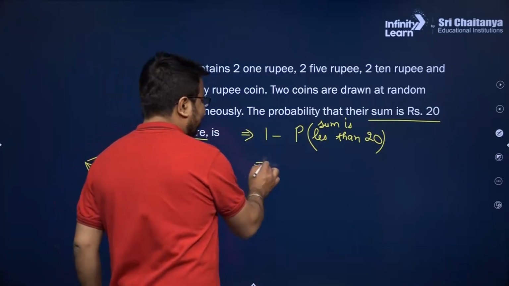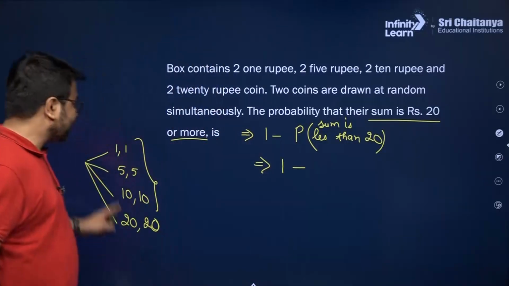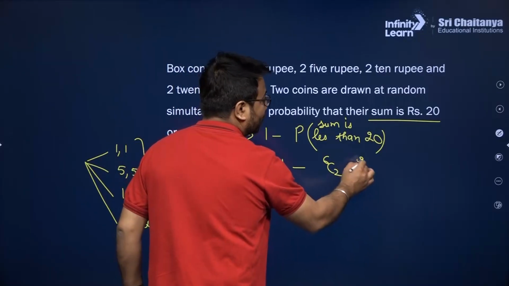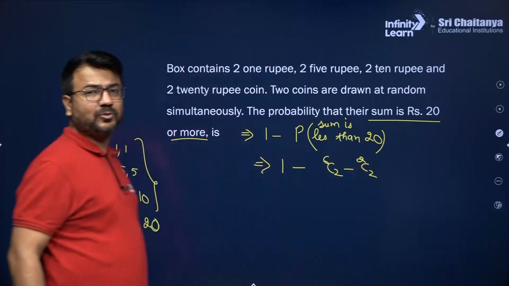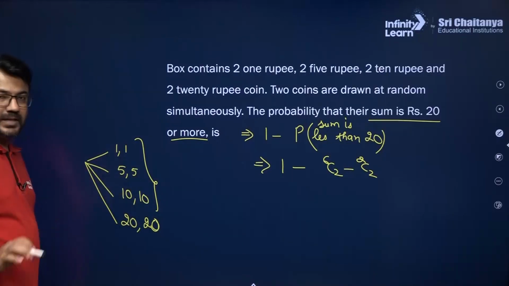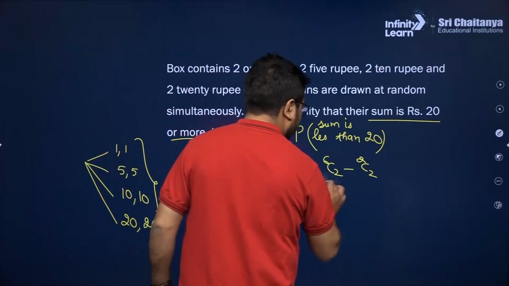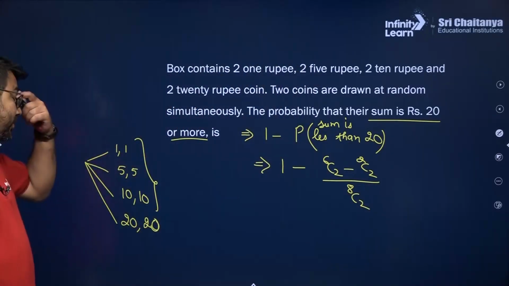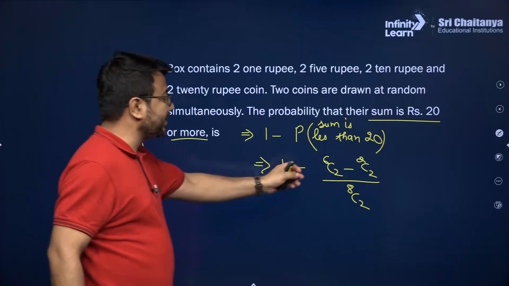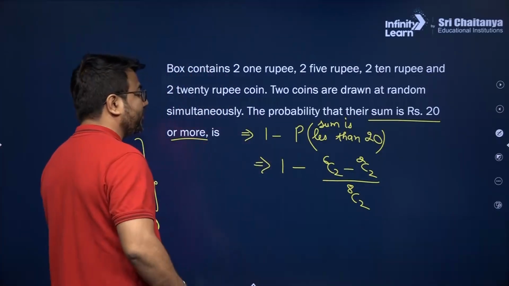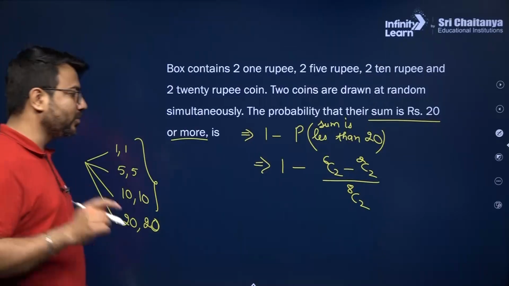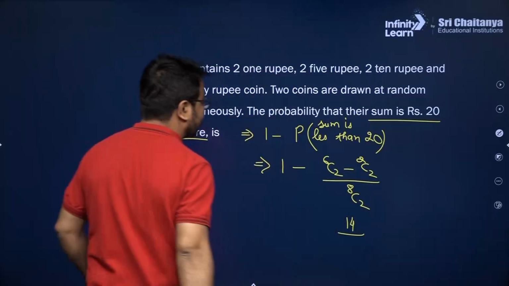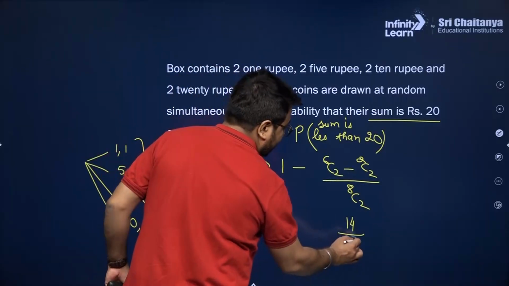So that is why I am writing here 1 minus. Out of these 6 coins, the number of possible selections is 6C2 except 2C2. Why except 2C2? Because I need not take these 2 coins. And the total number of coins that we have is 8. So total number of cases that is possible is 8C2. So 6C2 will be equals to 6 into 5, 30 over 2, that is 15. 15 minus 1 will be 14. And 8 into 7, 56. 56 over 2 will be equals to 28.